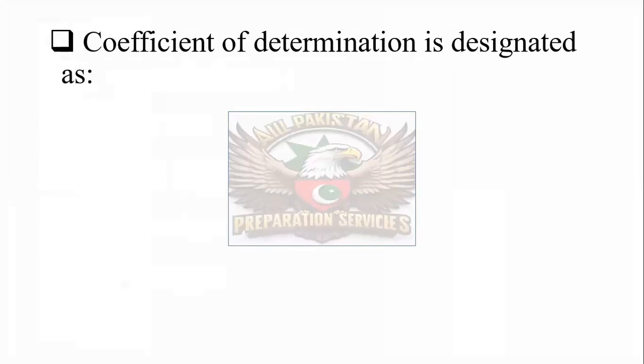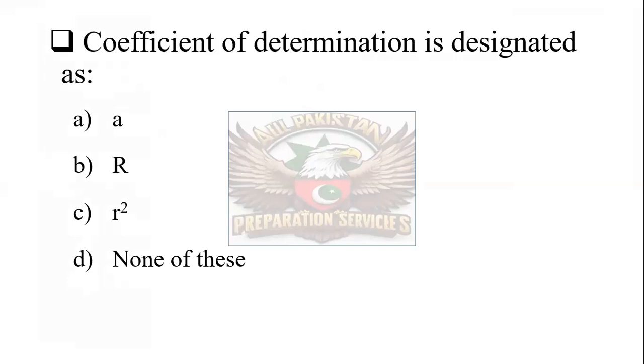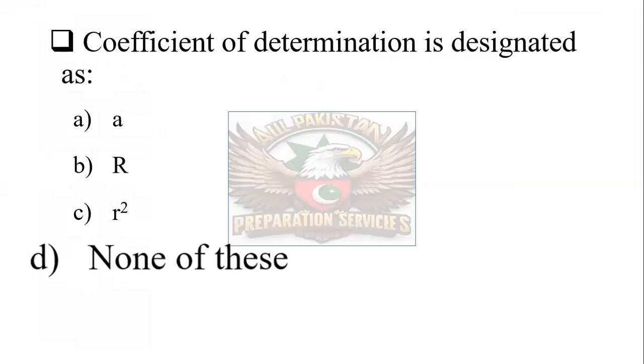Coefficient of determination is designated as capital R, small r, r square, or none of these. The correct one is none of these. Coefficient of determination is not described by the three given options.